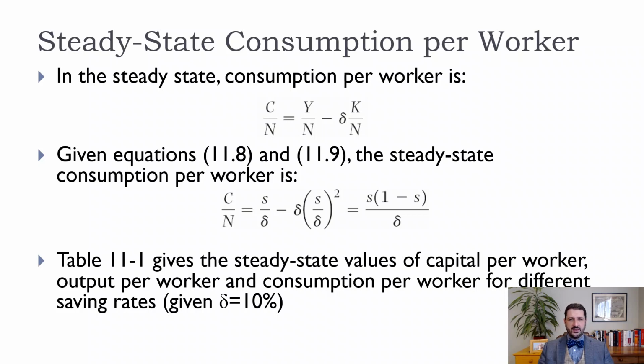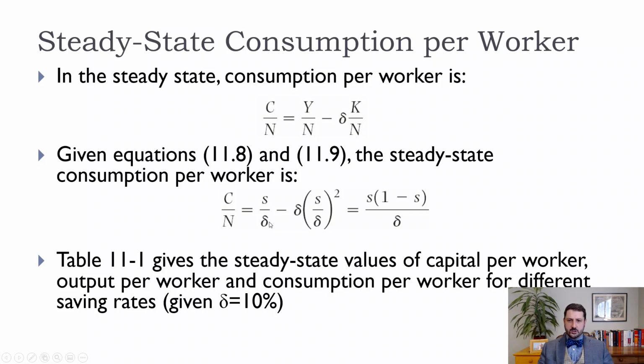And so in order to think about that in the steady state, we take output minus savings, but we know that savings is equal to depreciation in the steady state. So we can put in delta times K over N, that's depreciation, which will also be equal to savings. And then we know our equation for the steady state output per worker and the steady state capital per worker, right? Output per worker is just S over delta, and capital per worker is S over delta squared.